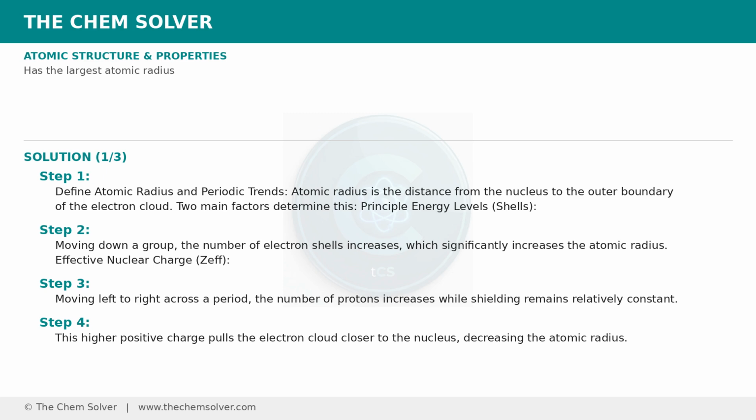Principal energy levels, or shells: moving down a group, the number of electron shells increases, which significantly increases the atomic radius. Effective nuclear charge, Zeff: moving left to right across a period, the number of protons increases while shielding remains relatively constant. This higher positive charge pulls the electron cloud closer to the nucleus, decreasing the atomic radius.